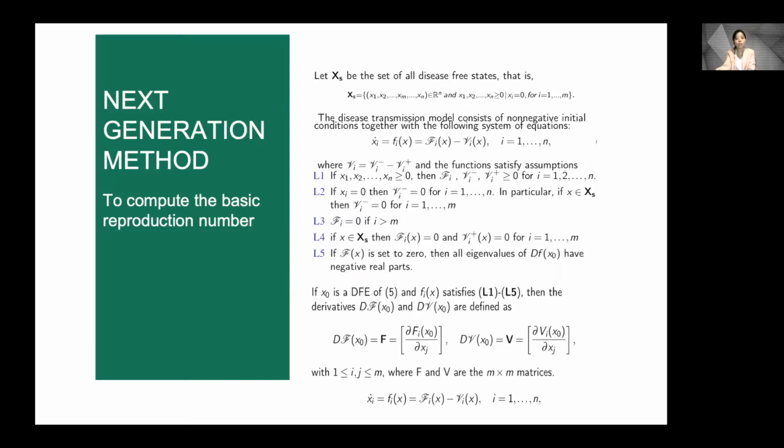So how do you compute the basic reproduction number? This is the basic algorithm, the next generation method to compute the basic reproduction number. We need the F, which is the transmission matrix, and V, which is the transition matrix. The transmission matrix represents the rate of appearance of new infections. And the transition matrix represents the rate of transfer of individuals into and out of the infected compartment.